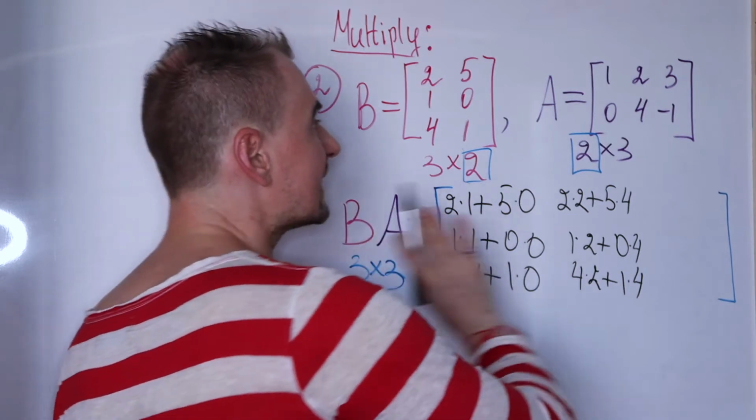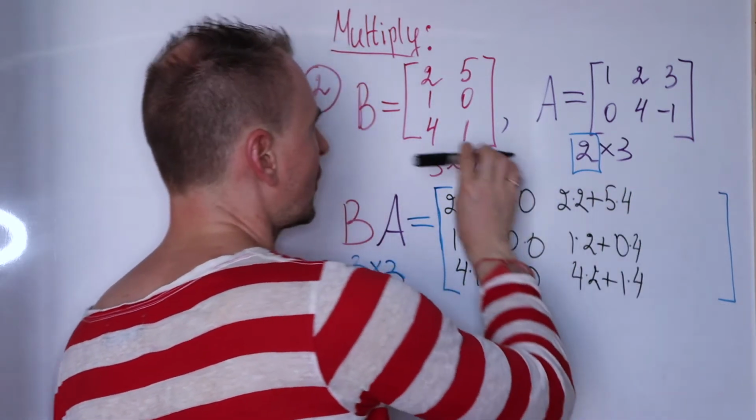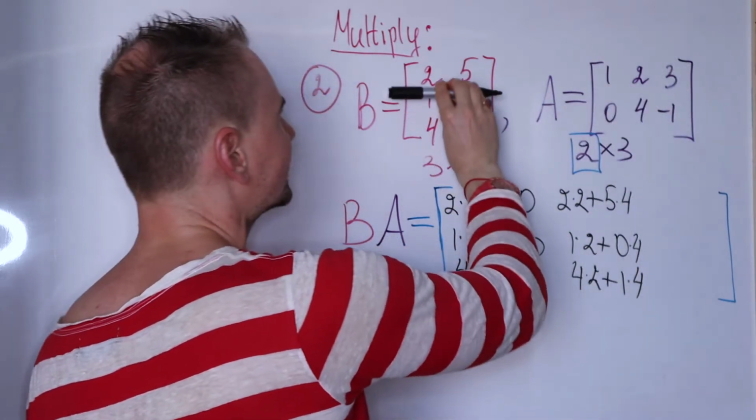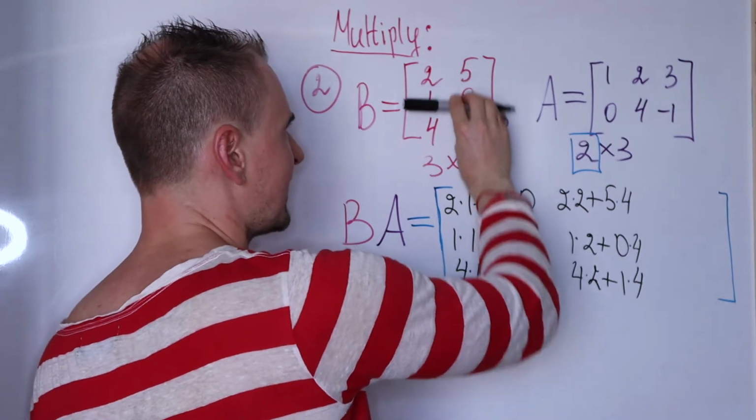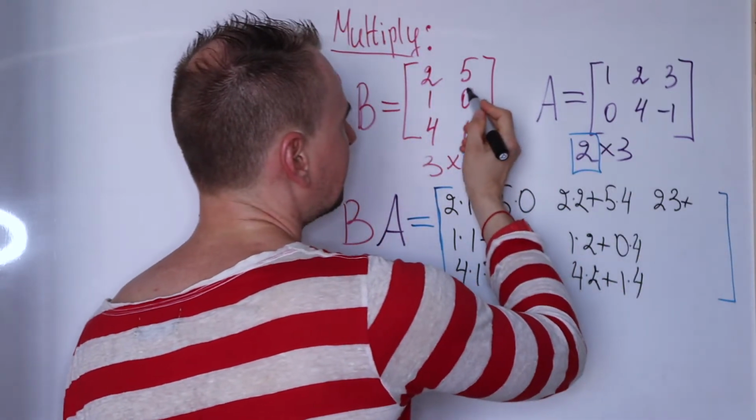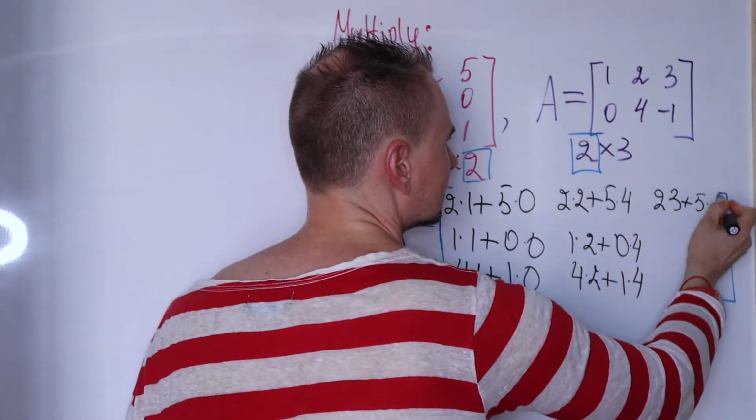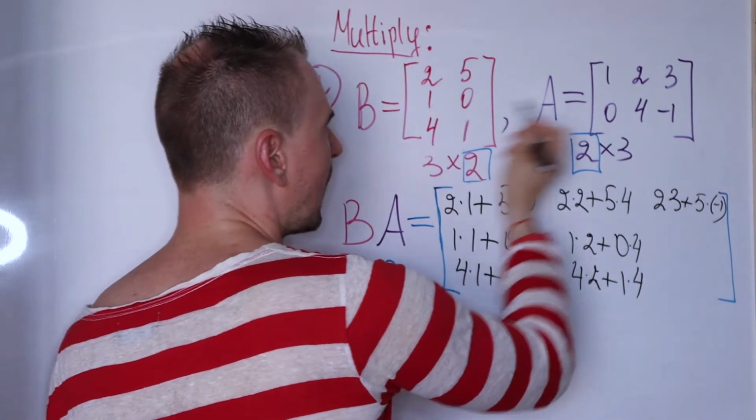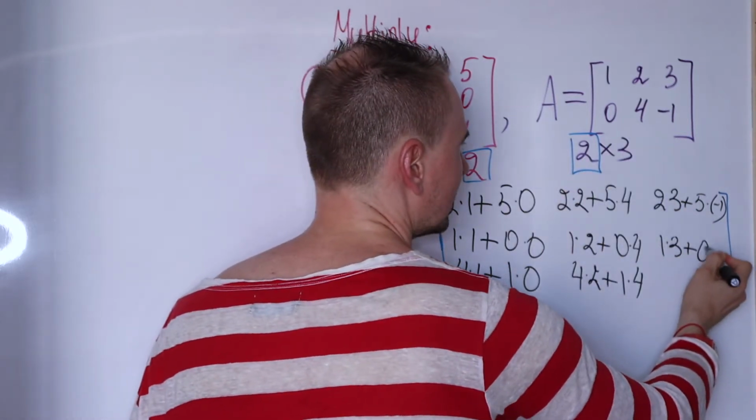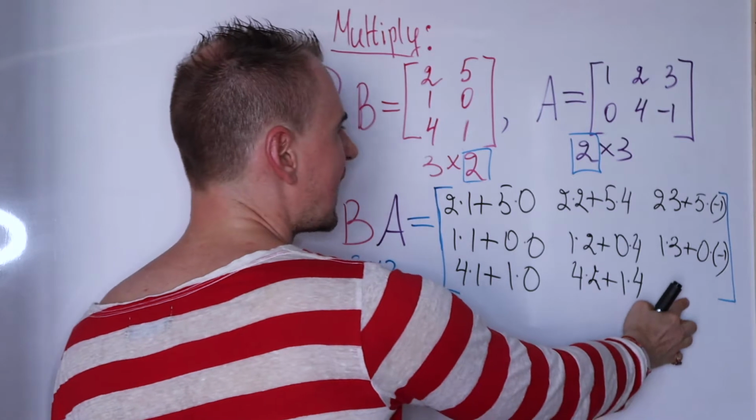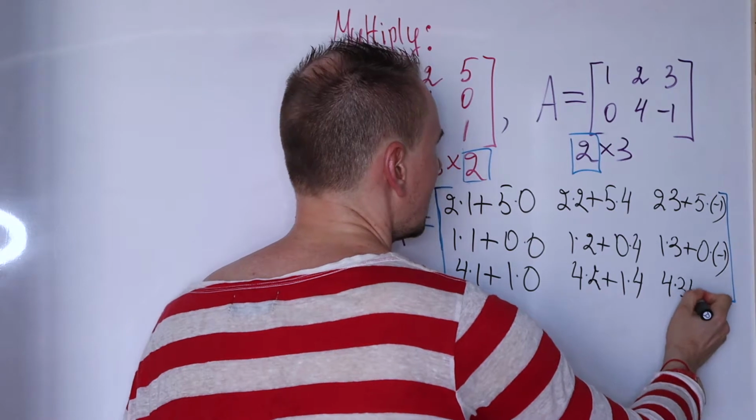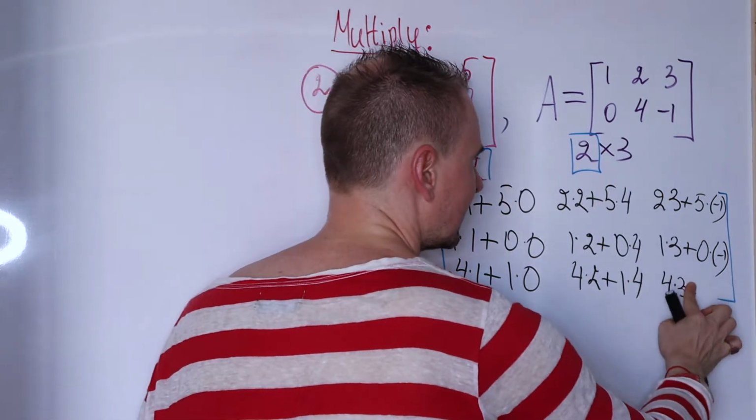Now, finally, let's fill in the last column. So we're going to consider the last column in the second matrix, and we're going to start over with the first row in the first matrix. So 2 times 3 plus 5 times negative 1. Moving on, 1 times 3 plus 0 times negative 1. And finally the last element, so right bottom, 4 times 3 plus 1 times negative 1.